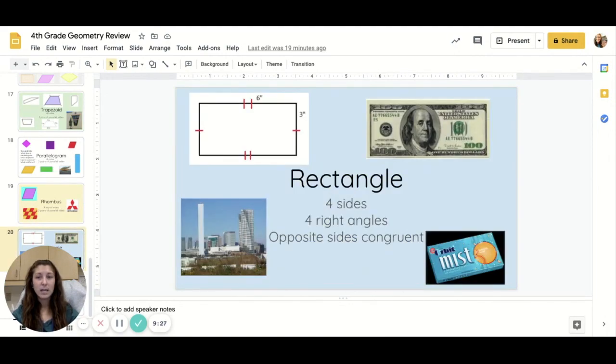And then we have a rectangle, which hopefully everyone's familiar with. Rectangles have 4 sides, 4 right angles, and opposite sides are congruent. If you've forgotten, the word congruent means the same. So these 2 sides here are the same length, and these 2 sides here are the same length. Most of the time you will see little dashes to show that these 2 are equal and these 2 sides are equal. And then there are some other pictures of rectangles as well.